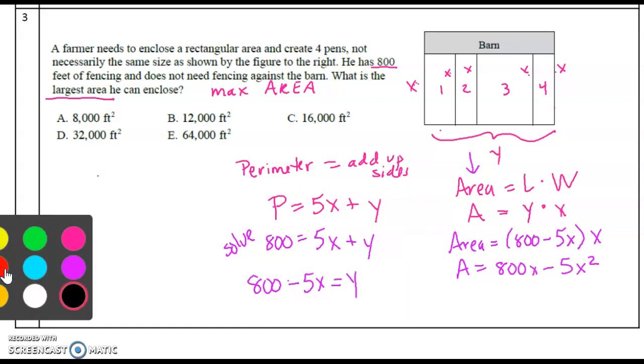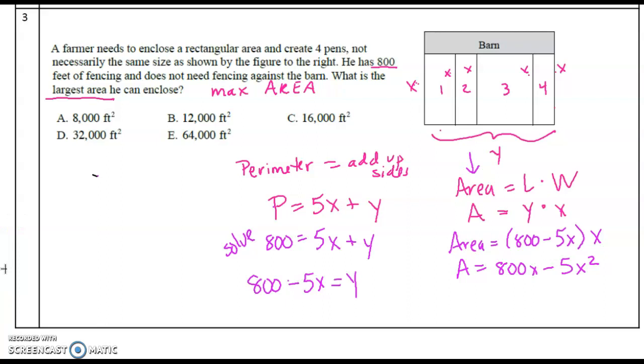Okay. And if we want to maximize it, now we can take the derivative. So A prime is equal to 800 minus 10x. And then we want to set that equal to 0. Add 10x, sorry, and divide by 10.